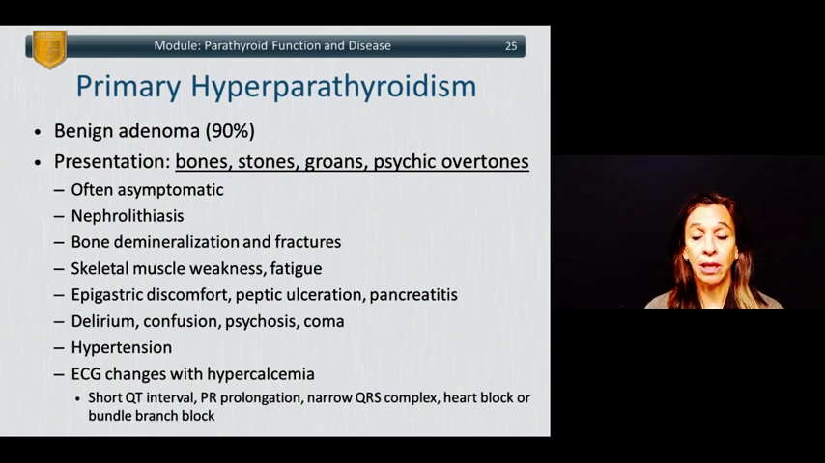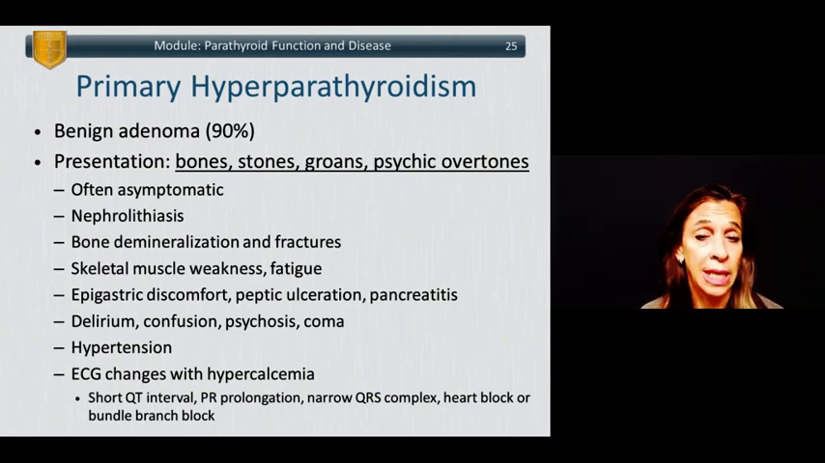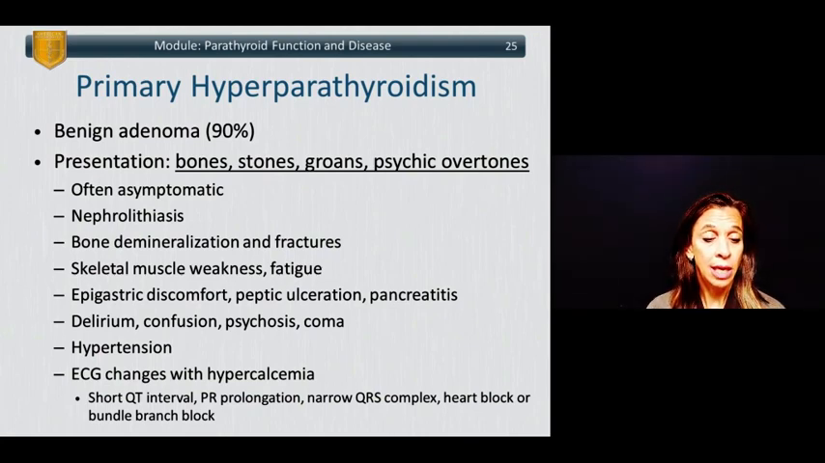Epigastric discomfort, peptic ulcerations, pancreatitis. This is the groans part. And delirium, confusion, psychosis, and coma. That's the psychic overtones part. Patients are not uncommonly hypertensive, and they may have ECG changes if they have marked hypercalcemia. The typical ECG changes of hypercalcemia, which usually don't occur until one's calcium level is in excess of 11 to 12, are a short QT interval, PR prolongation, a narrow QRS complex, heart block, or bundle branch blocks.